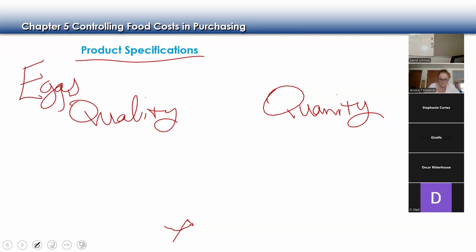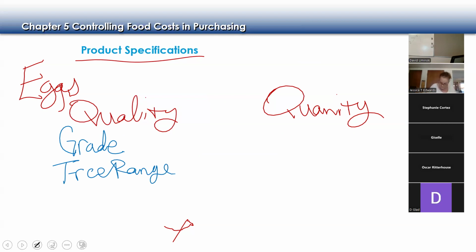All right. So, what are some examples of different qualities of eggs? Common grades, AA. Okay, so we have the grade. So, is it grade A, grade double A? Okay, so the grade is a quality. What else? Is it grass fed, like free range chickens? Okay, good. What else? The size.